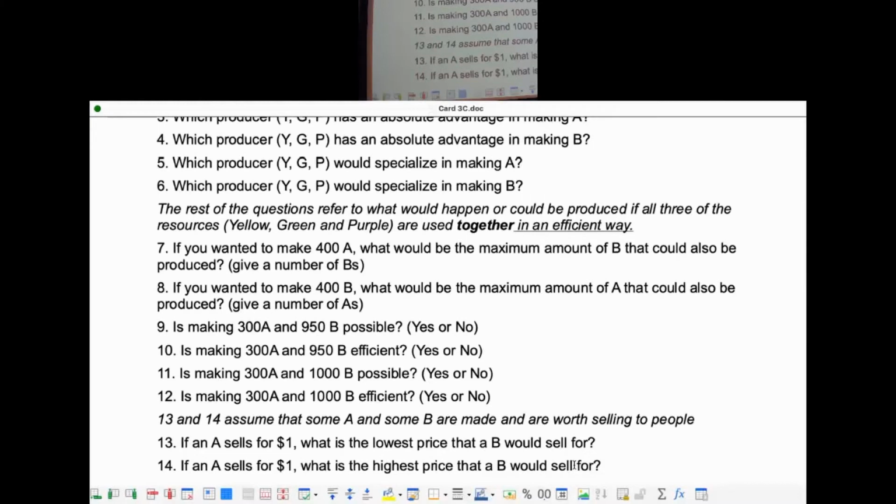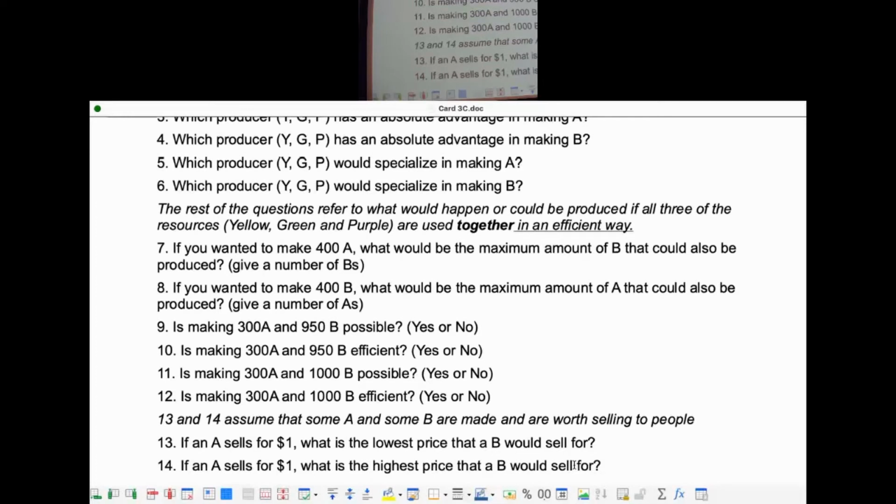So that's question 13. And question 14, if the A still sells for $1, what's the highest price that a B will sell for? And that's a little bit different. Why? The 13 is nobody would be willing to sell you a B. No, if they knew that A is sold for $1, nobody would even make a B unless you pay them enough to make it worthwhile to make a B.